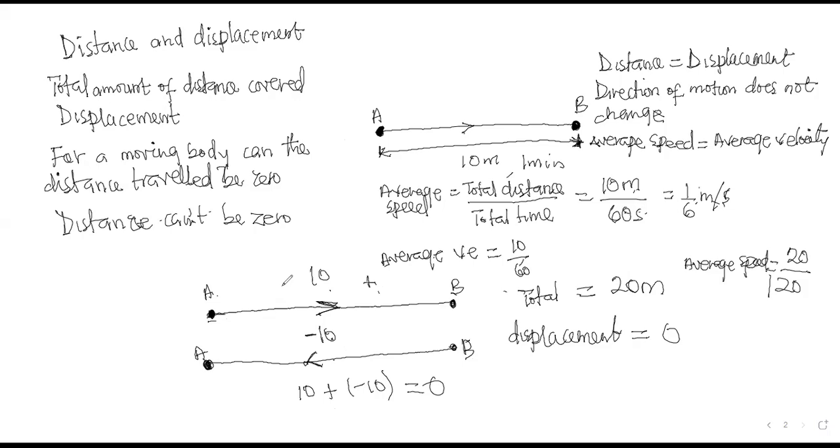Emelda: So does it become negative 10 because it's going backwards? Exactly. You see, with displacement, we indicate the direction of movement.